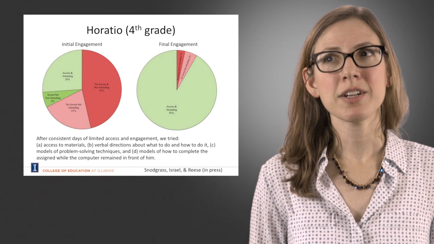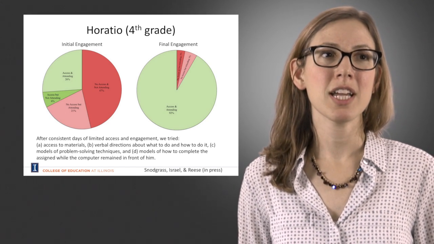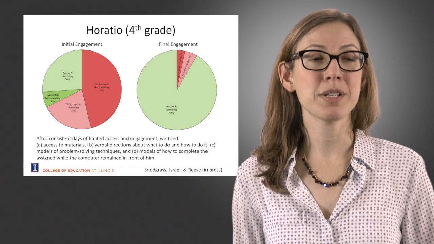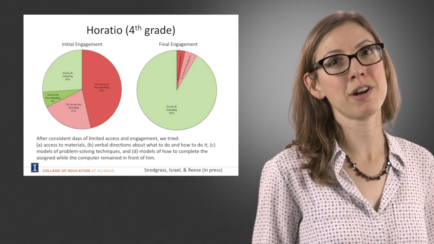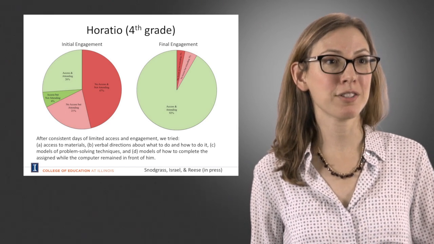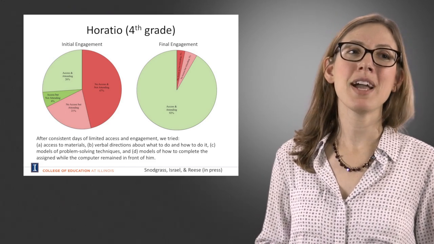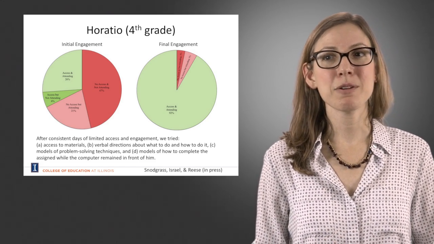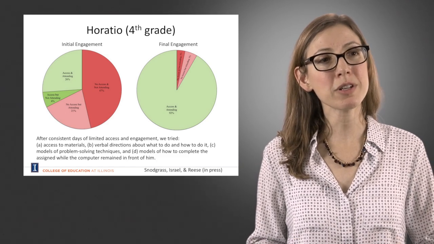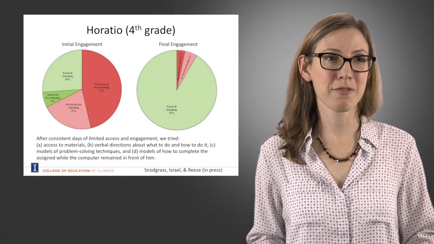So initially, Horatio was completely disengaged during computing instruction. He either didn't know what to do, and every time he didn't know what to do, his support staff would take his computer and try to solve the computational task and talk to Horatio. And while that was happening, he was looking around the room and he just wasn't engaged. And there were some times where the computer was in front of him, but he was disengaged as well. But the majority of the time, about 75% of the time, it just wasn't working for him.